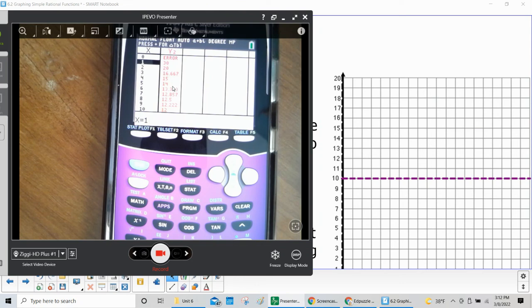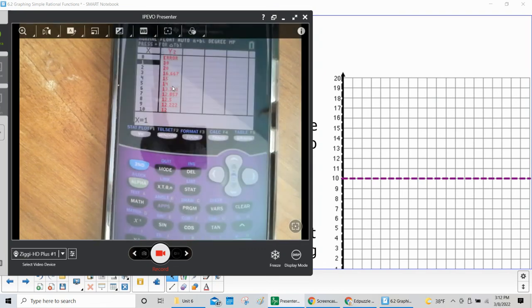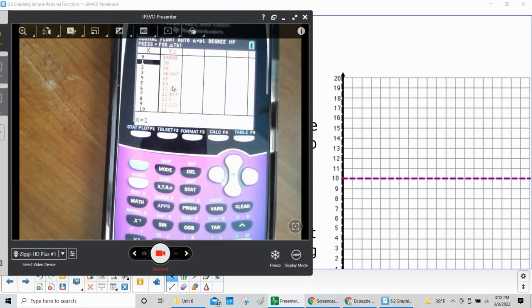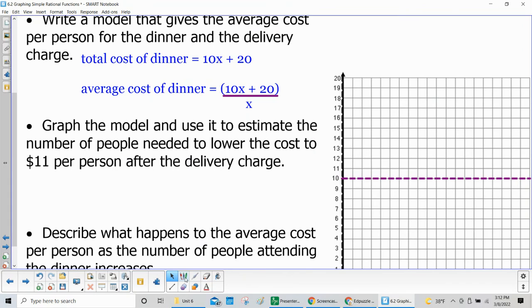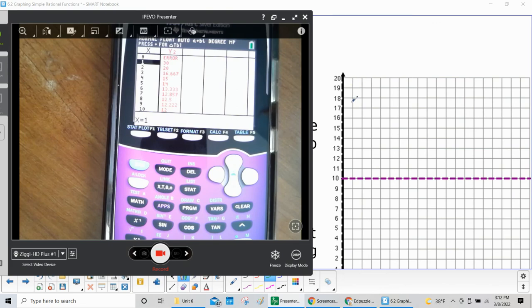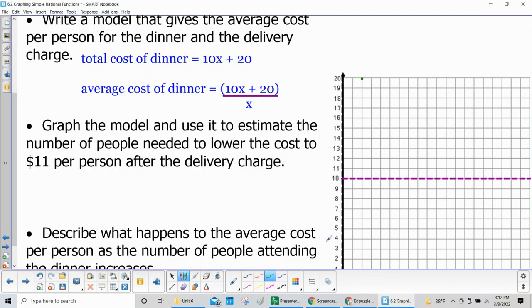If 2 people go to the dinner, each person will pay $10 and the $20 delivery. So that would give us $40, but then they're splitting it between 2 people. So it's splitting the cost by 2 people. So we end up with a $20 total for our second person there. So I'm going to go ahead and plot 2, 20. So there's a point for me.